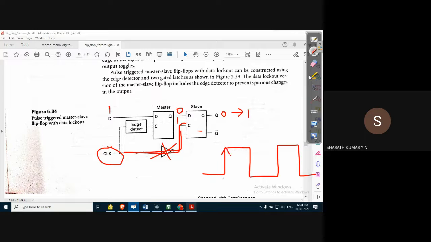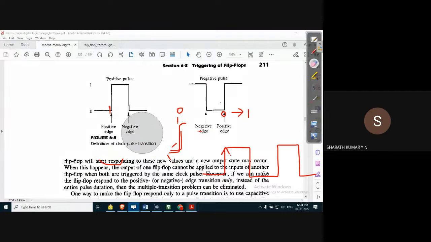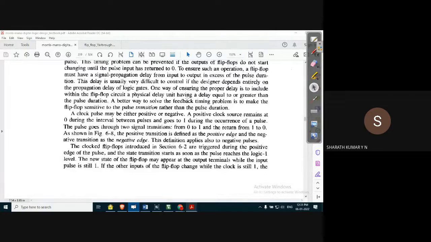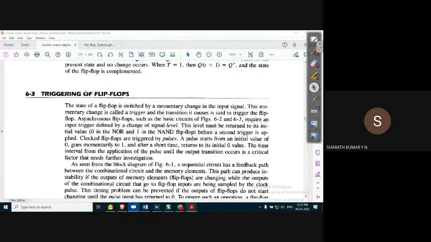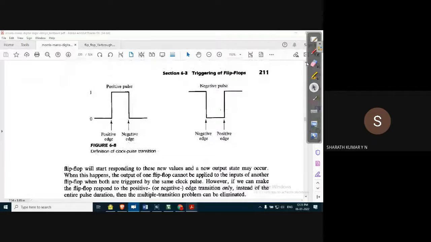Let us quickly go to this document. It is explained here, the edges of a flip flop. It is called an edge triggered flip flop. This we discussed under what is known as the triggering of flip flops. There are edge triggered flip flops. What are edge triggered flip flops?